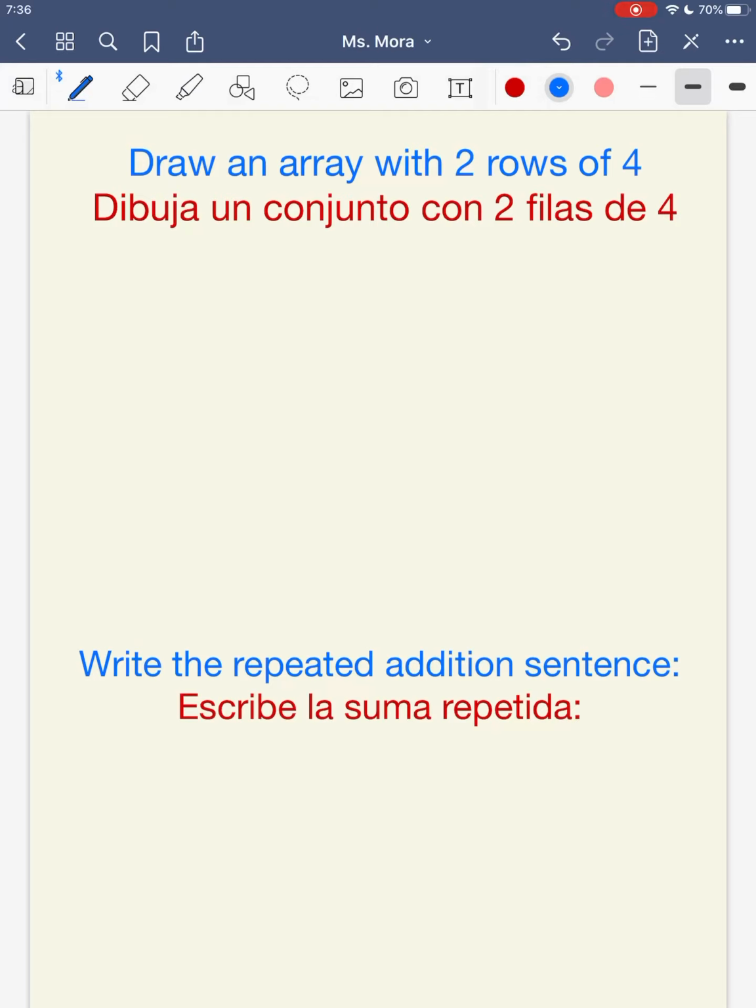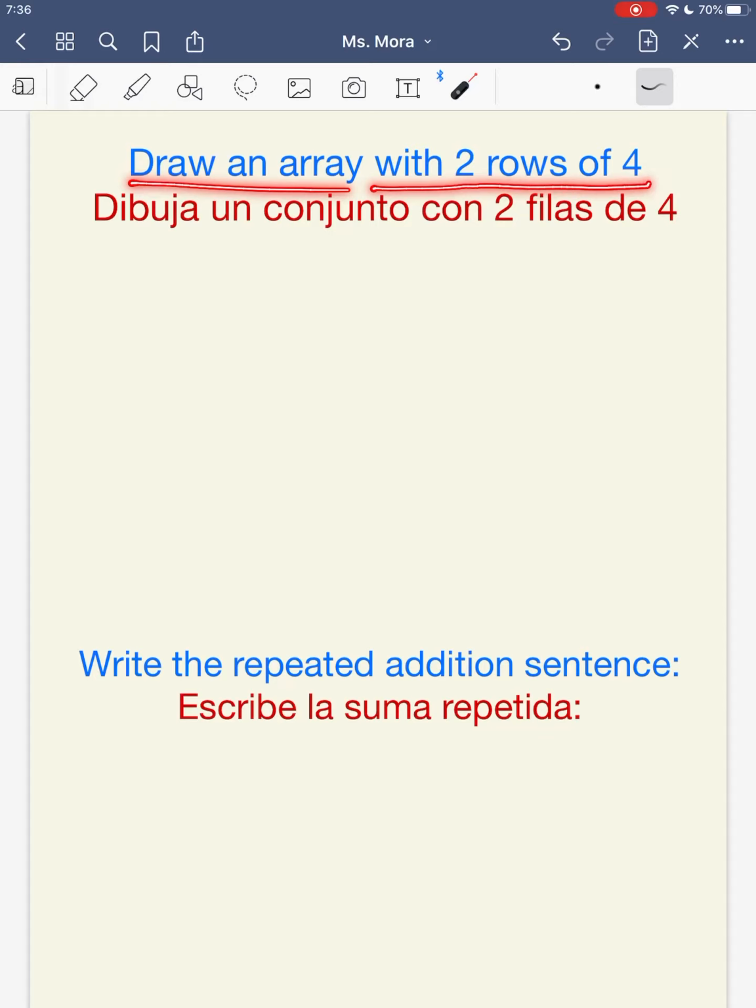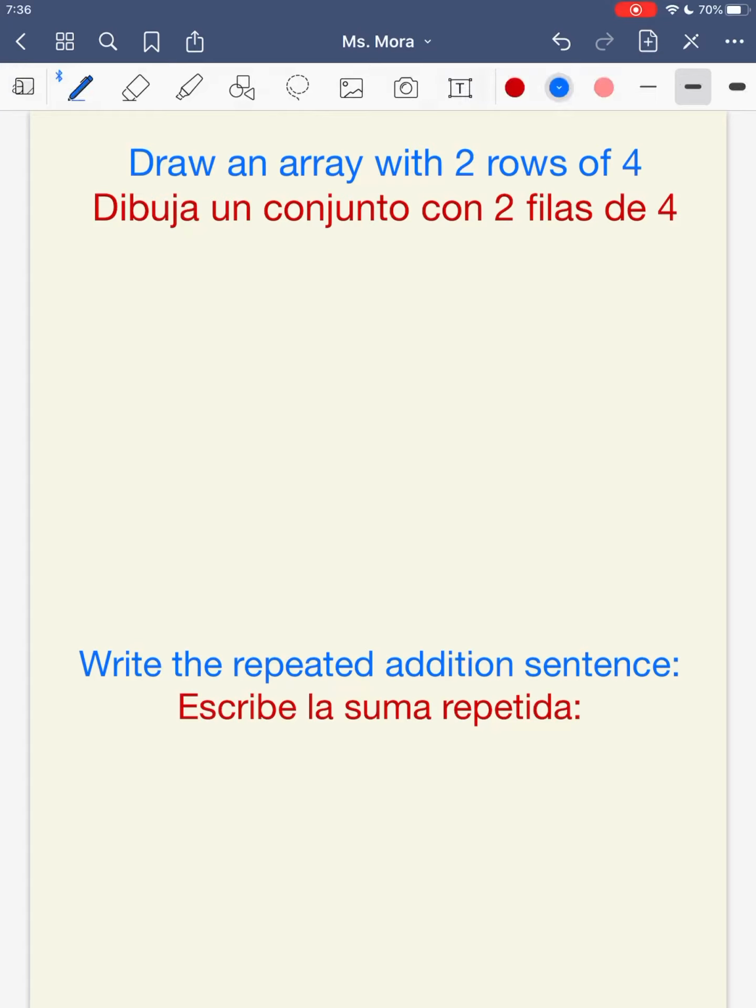This one says draw an array with 2 rows of 4. Okay, so I'm drawing rows again. There's 2 rows and there's 4 in each row. Dice dibuja un conjunto con 2 filas de 4. So igual que el otro, estoy dibujando filas y hay 4 en cada fila. So remember, rows go across the page. So I'm going to draw 1, 2, 3, 4 squares in that row because it's rows of 4.